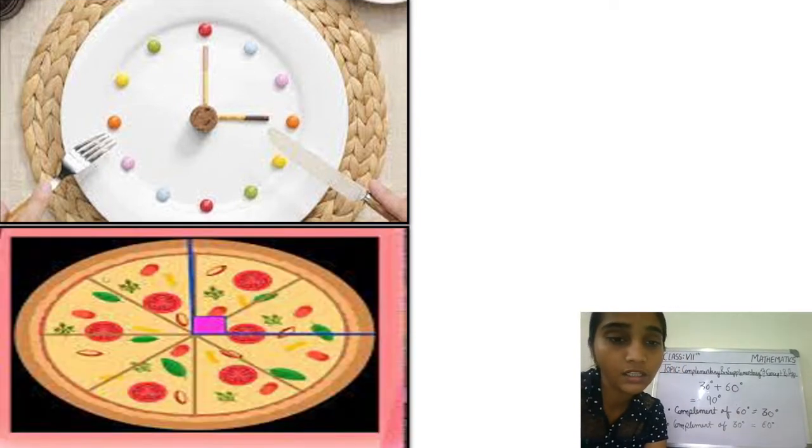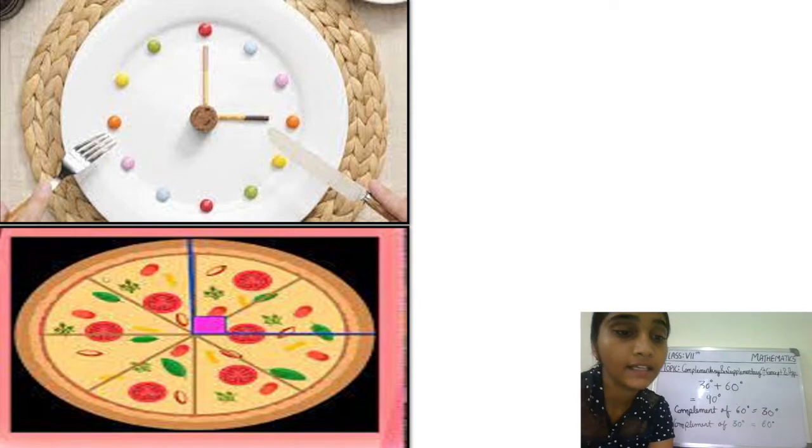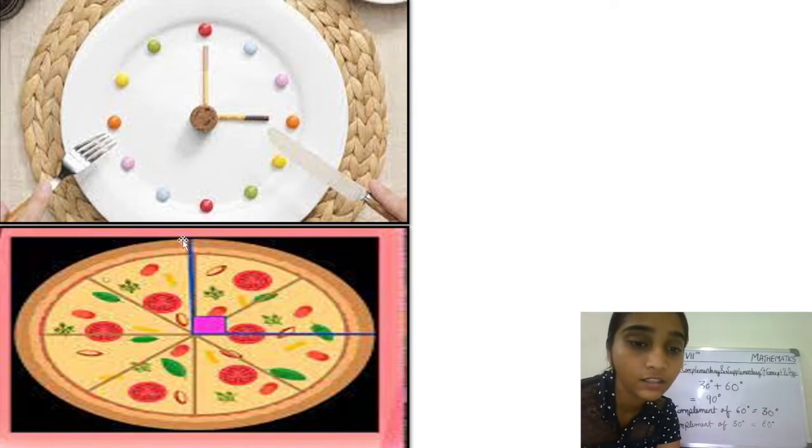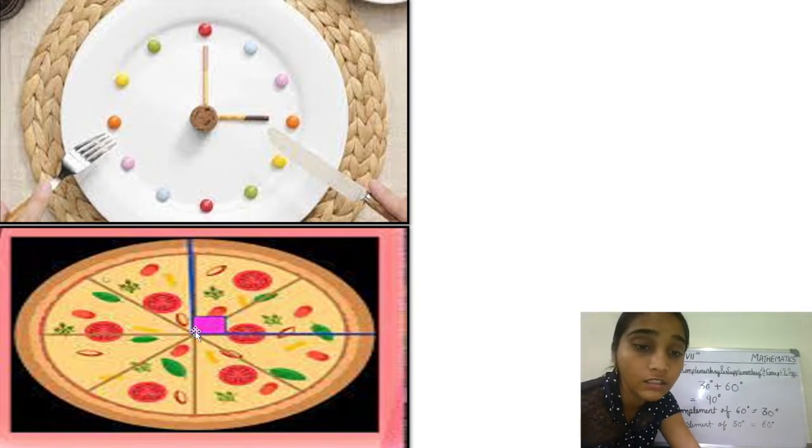What about the other image students? If I show you this, yes, here also you can see that these are the complementary angles. One is this one, if this is the pizza slice, right? If you consider the pizza slice, the two pizza slices are the complementary angles because they are adding up to make an angle of 90 degree.